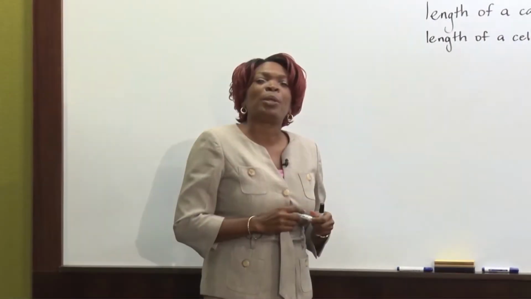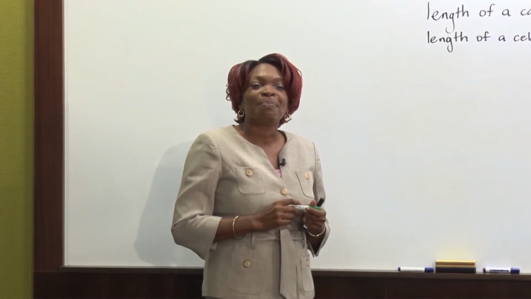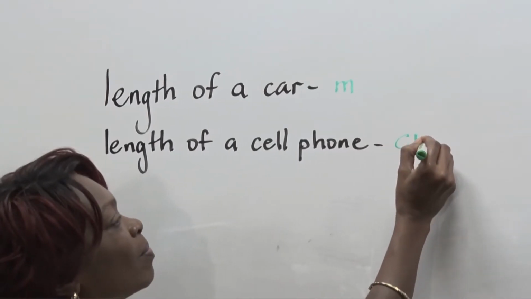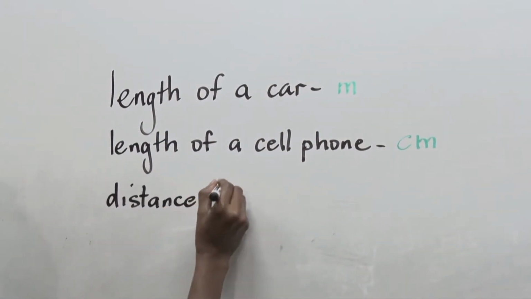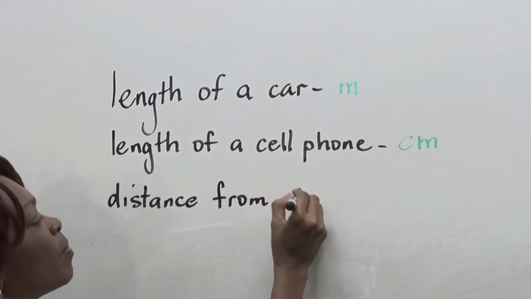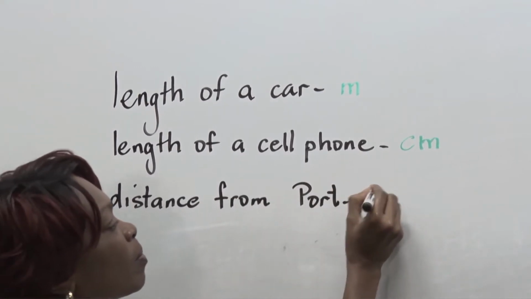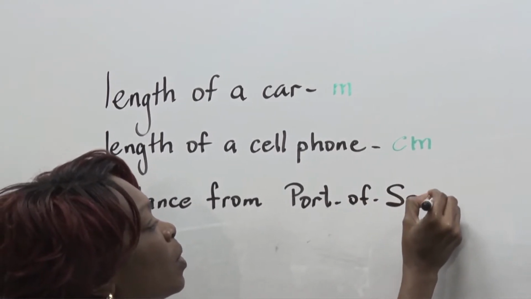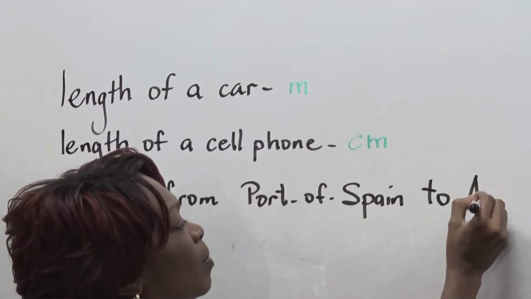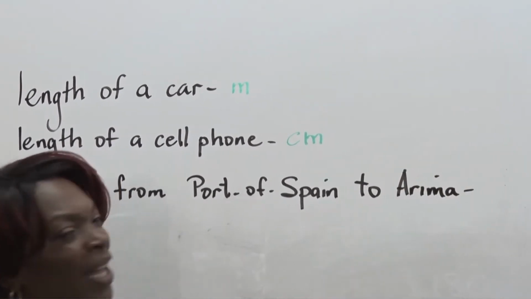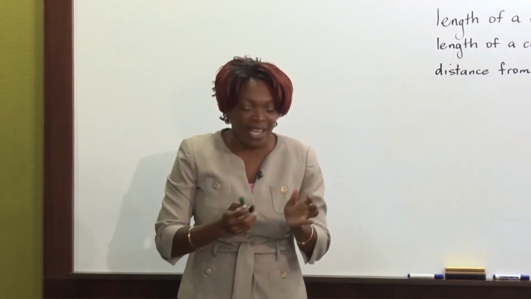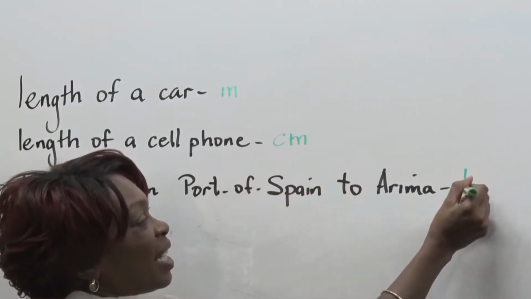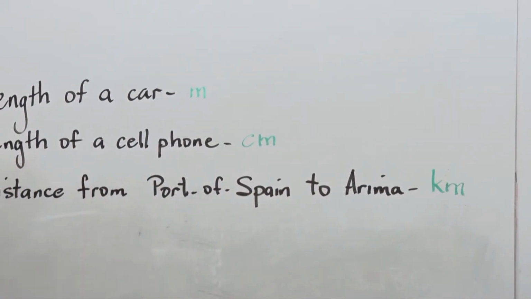Now we're looking at the length of a cell phone. What unit would we use to measure the length of a cell phone? I think the centimeter. I know you know this one. The distance from Port of Spain to Arima. Yes, the kilometer. Correct, because that is a very long distance.